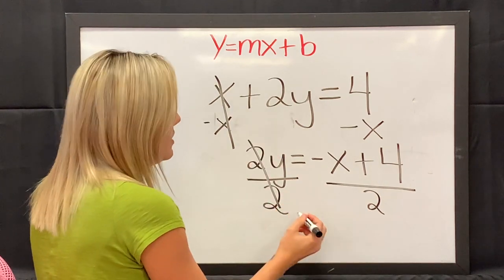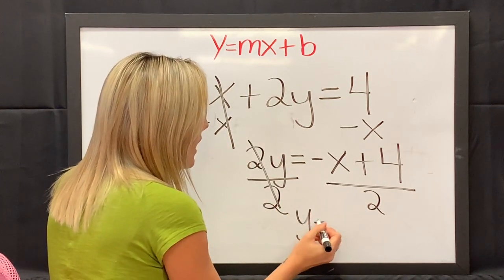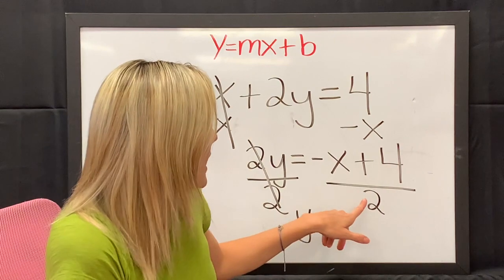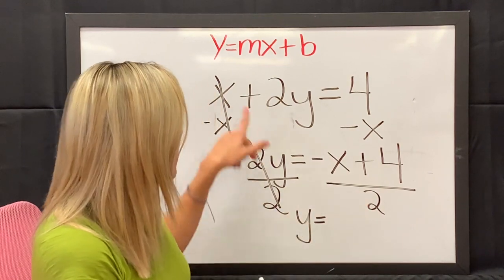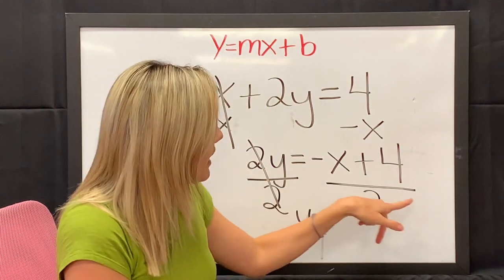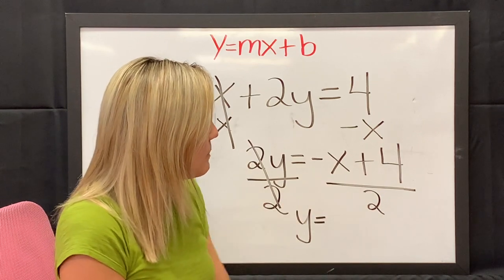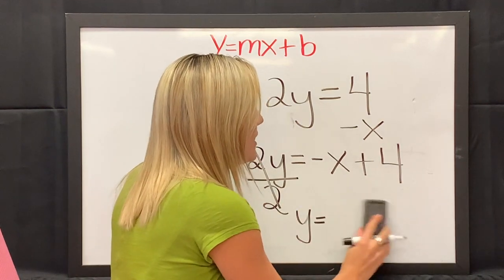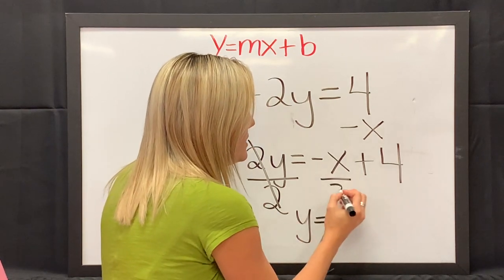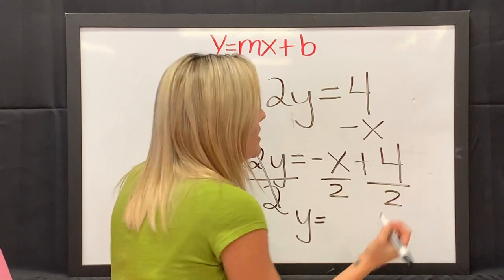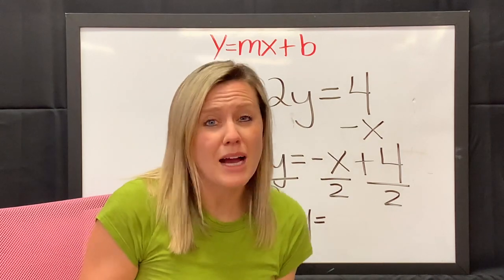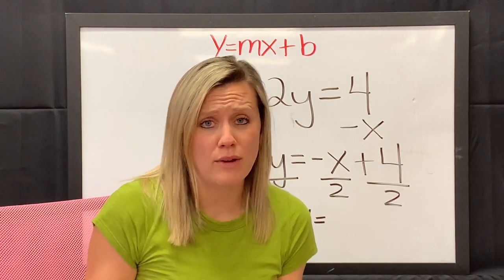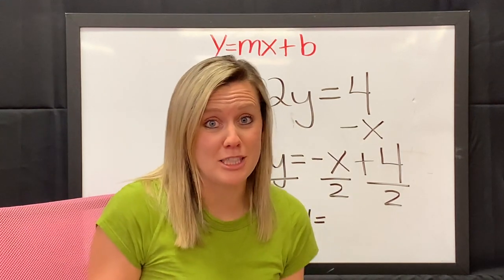These will cancel, and I am going to get y equals, now the y is by itself, which is what I wanted. Another way of writing divided by 2 with each of these terms is to write it like this. Divide by 2, divide by 2. And that means the same thing. I'm just taking each of the things on the right-hand side and dividing it by 2.